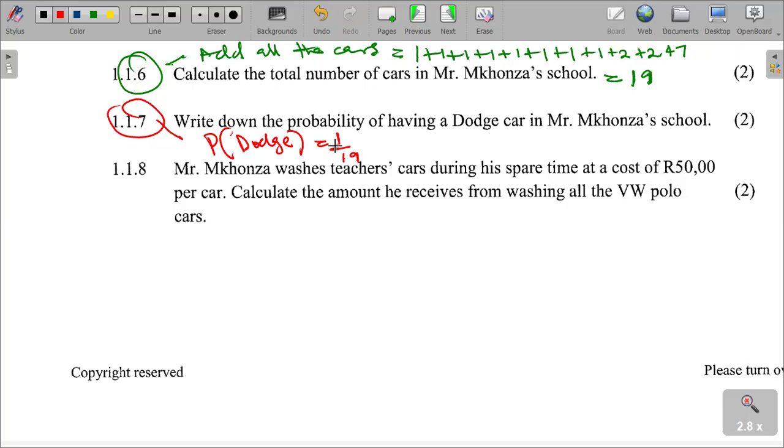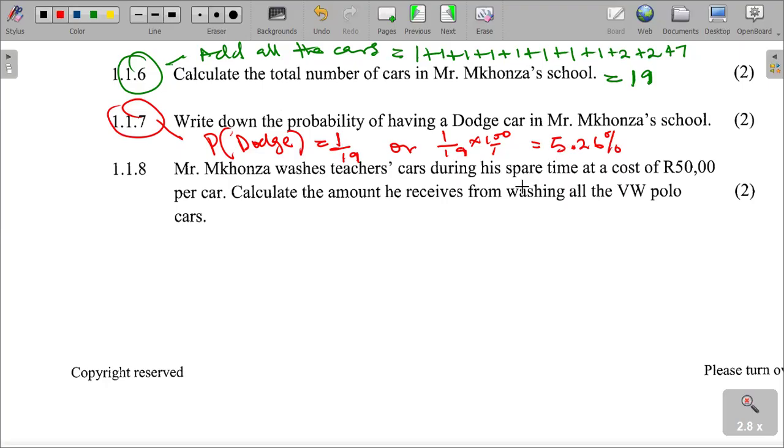Somebody can also simplify it to give it as a percentage. We can say 1 over 19 multiplied by 100 over 1, which is going to give us 5.26%. In that case, you understand? So I'm saying the probability is 1 over 19, or it is 5.26%. That is the probability.